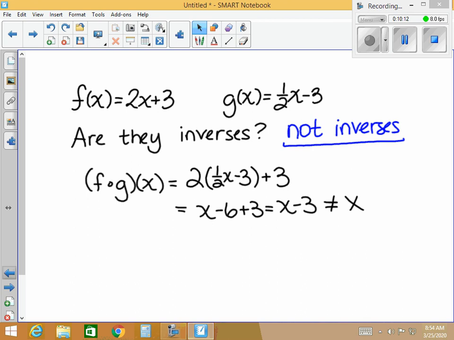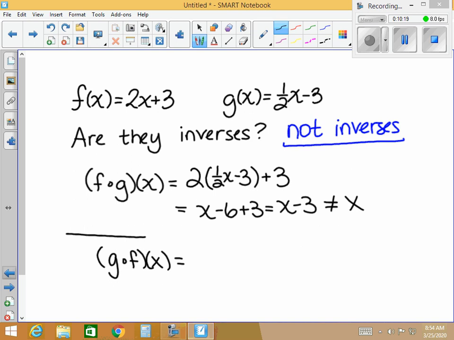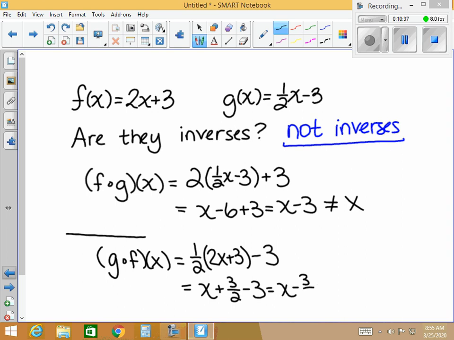Now it doesn't matter which function I plug into where. If instead I wanted to plug f into g, I could have gone there. Maybe your neighbor plugged g into f. I want to plug f into g. So instead of x, I'm going to plug in 2x plus 3. When I do the arithmetic, x plus 3 halves minus 3 is x minus 3 halves, which is also not equal to x. I only had to do one thing or the other. You do not have to plug it in both ways.